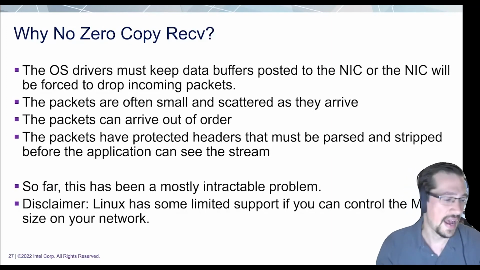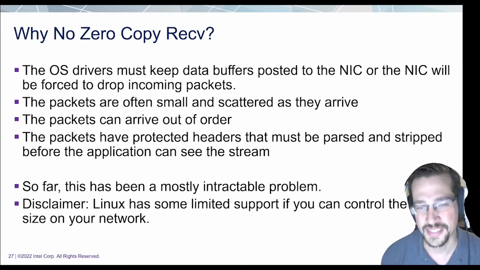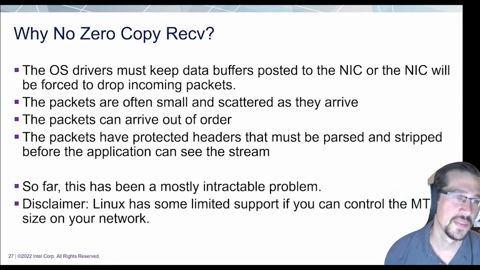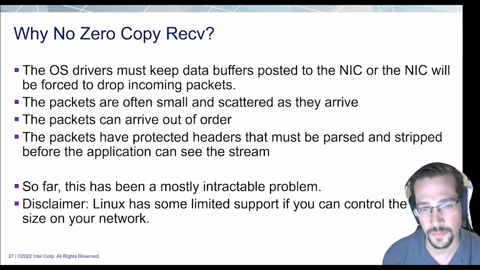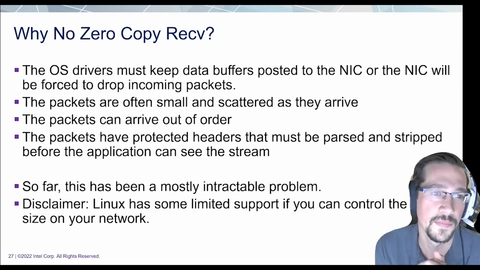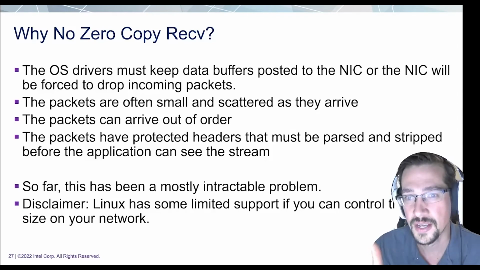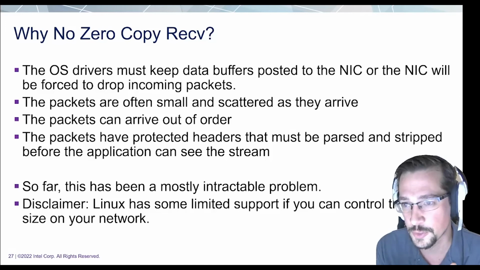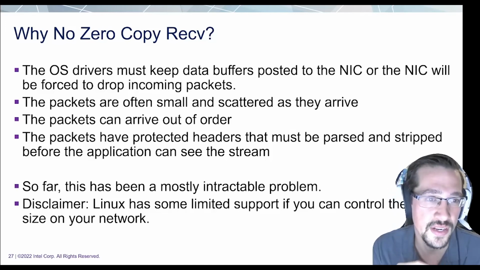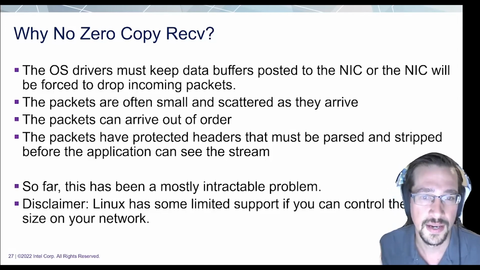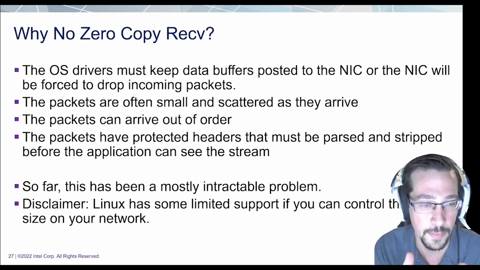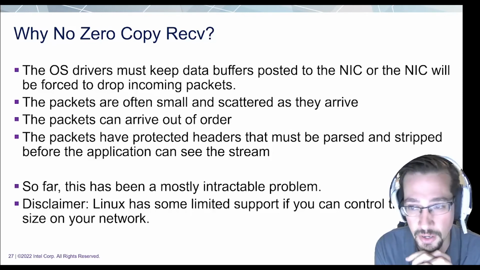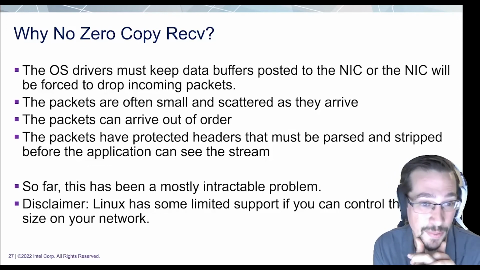So then some people ask, why is there no zero copy receive? And the answer is really that it's hard, and nobody's made it work suitably yet. The operating system drivers to do this must keep data buffers posted to the NIC, or the NIC will be forced to drop incoming packets. It has nowhere to DMA them to, and it can only buffer so much. It has tiny little memory buffers. The packets are often small and scattered as they arrive, and they arrive out of order.